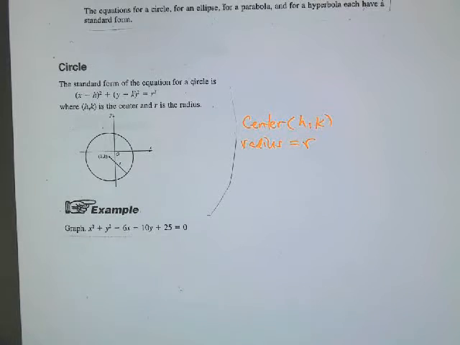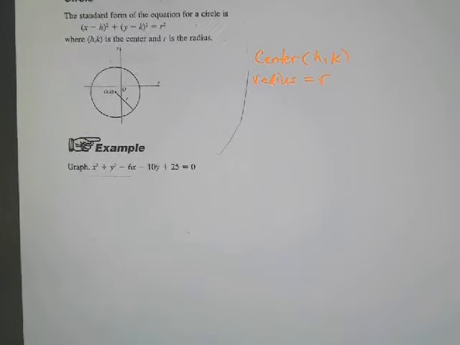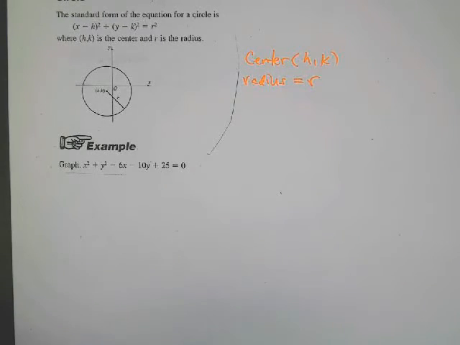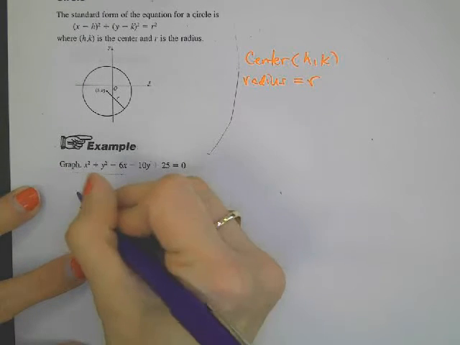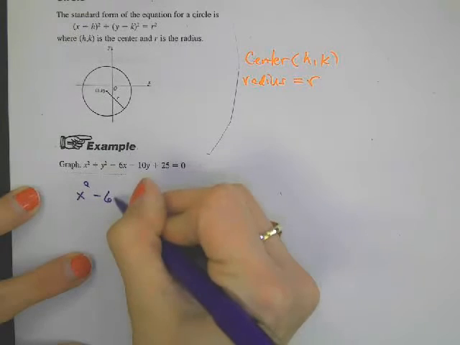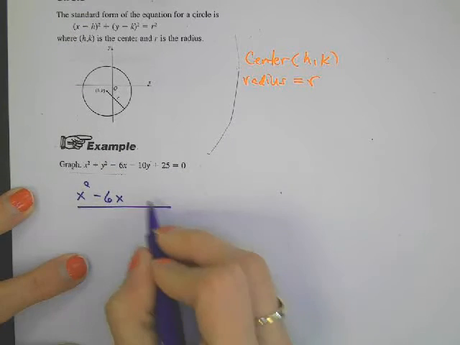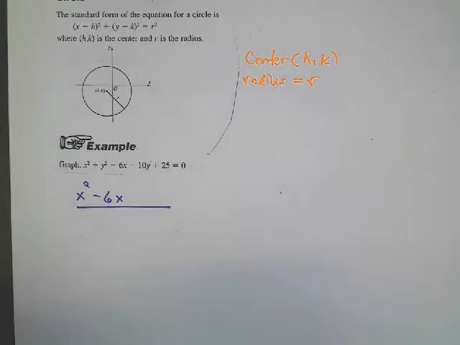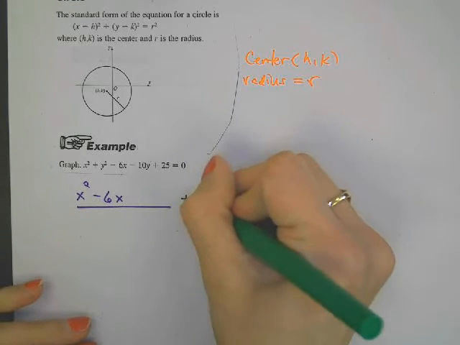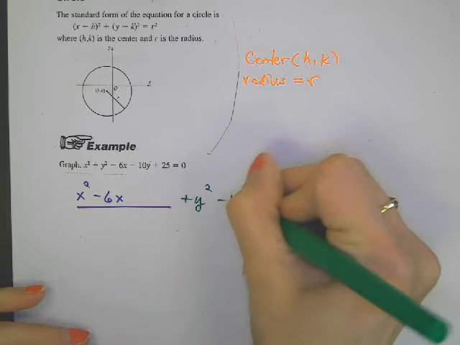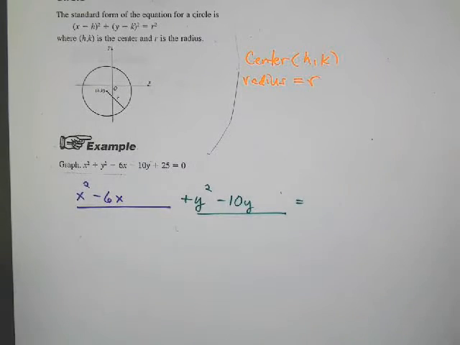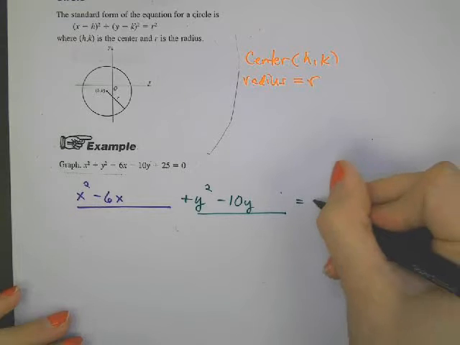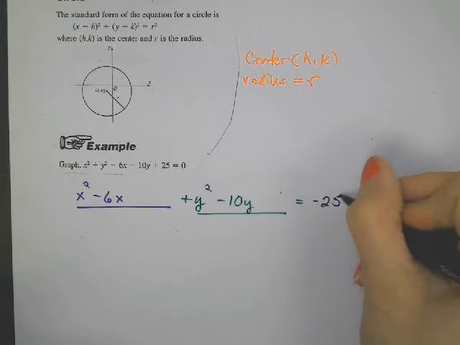Now the hardest part about these is usually the completing of the square part. So let's take a look at these, and the first thing I'm going to do is rearrange and put all the x's together. So x squared minus 6x, and then I'm going to leave some space for that. Then let's put the y's in descending order: y squared minus 10y, leave some space for that. And then over on the right-hand side, I'm going to move the constant 25, making it negative.